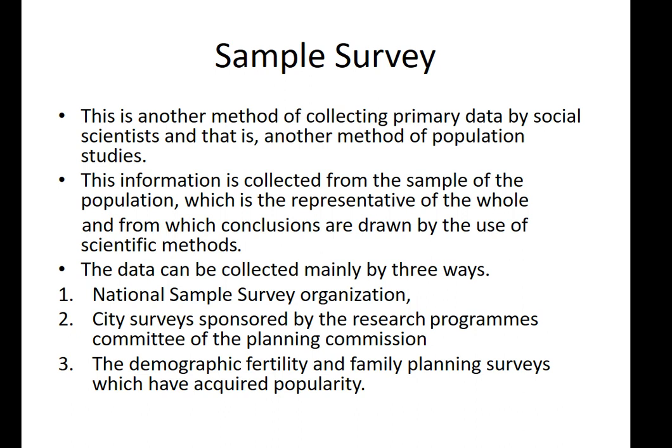Now another method is the sample survey. This is another method of collecting primary data by social scientists, and that is another method of population studies. This information is collected from a sample of the population, which is representative of the whole and from which conclusions are drawn by the use of scientific methods. The data can be collected mainly in three ways.